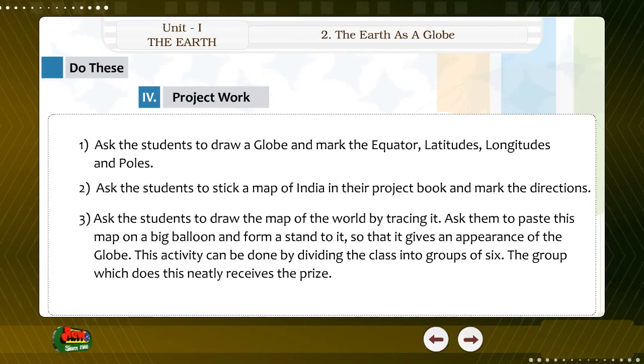Ask them to paste this map on a big balloon and form a stand to it so that it gives an appearance of the globe. This activity can be done by dividing the class into groups of 6. The group which does this neatly receives the prize.